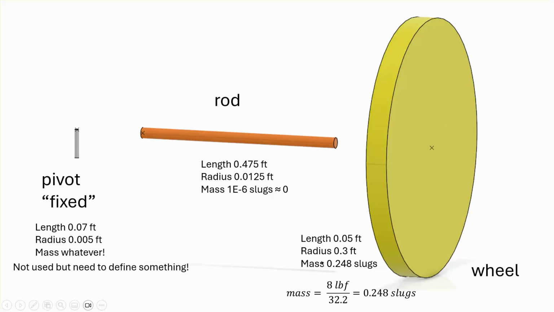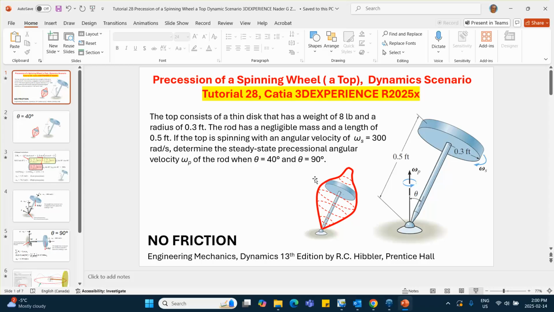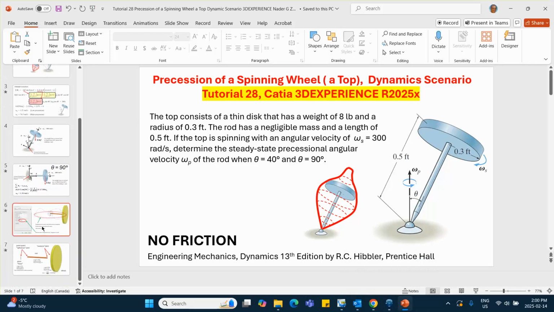And here is the information about the disk. I'm going to assign a mass of 0.248, which is actually coming from 8 pounds divided by 32.2, which is 0.248. That's this number. Okay. We're going to make a spherical joint, a ball socket joint, between a point here and a point there, and then a revolute joint between the disc and the rod. Okay, let's go ahead and do that. I may have to go back to these dimensions here, just this last one in particular.